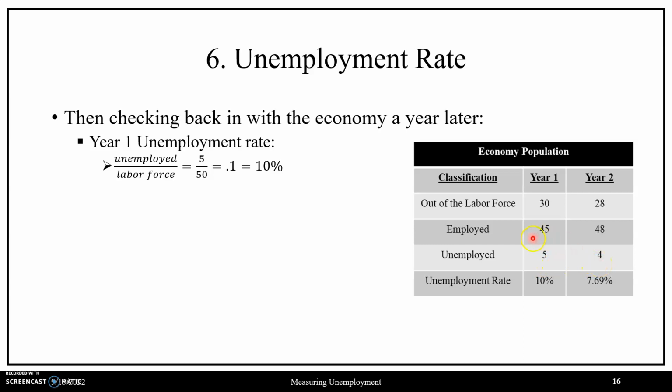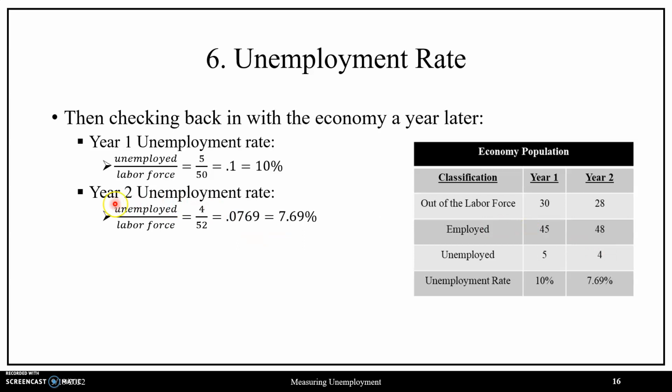So in terms of our unemployment rate, our labor force, the sum of employed and unemployed, for year 2 is going to be 48 plus 4, giving us 52. And our idle labor resources is going to be 4. So our unemployment rate in year 2 is going to be 4 divided by 52, giving us 0.0769, or 7.69% in terms of those who are unemployed with respect to our pool of labor resources.